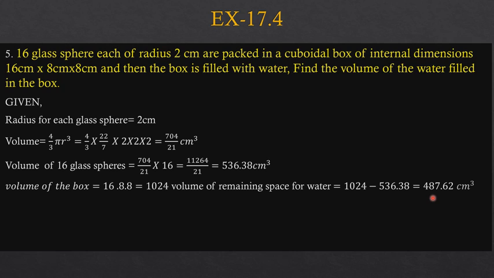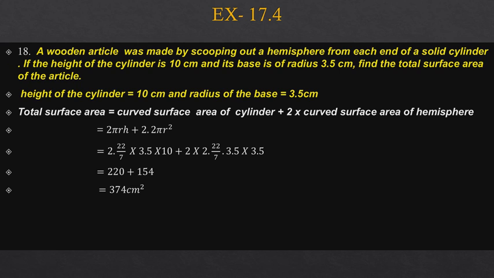So the volume of the water that is filled in the box will be the volume of the cuboidal box minus the volume of the 16 glass spheres. So the volume of 16 glass spheres is 536.38 and the volume of the box is 1024 centimeter cube. So when you subtract, you get 487.62 centimeter cube as the amount of water that is filled in the box.